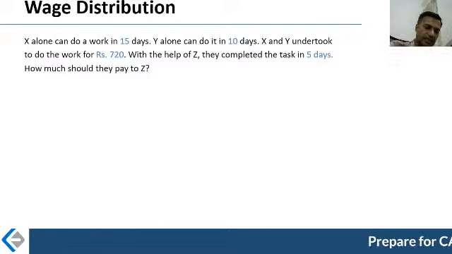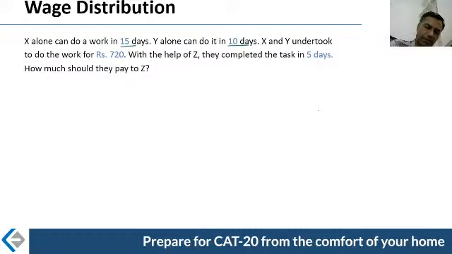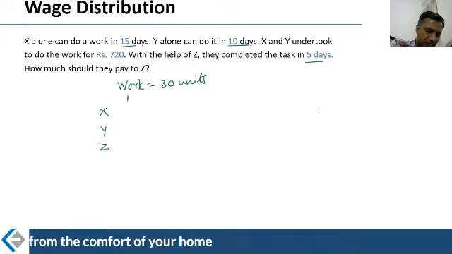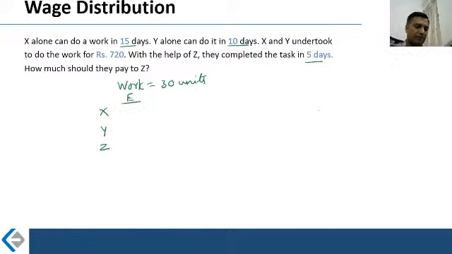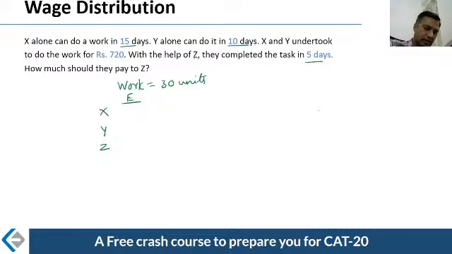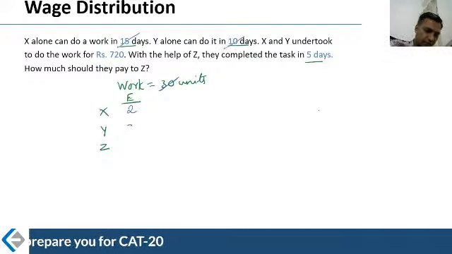So I'll now take the LCM of the numbers 15, 10 and 5. Now you take them together, decide the work. Therefore, work is equal to 30 units. Write the efficiencies of X, Y, Z, friends. I'm writing the efficiency directly. How do you write the efficiency of X here? Well, the efficiency of X is 30 divided by 15, 2 units. What is the efficiency of Y? 30 divided by 10, therefore 3 units.